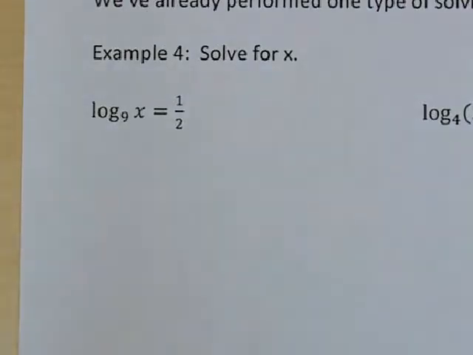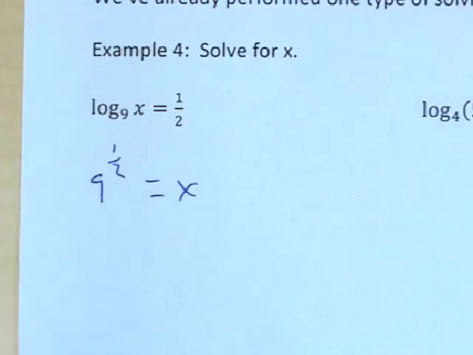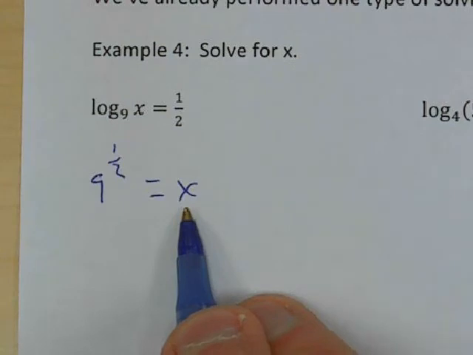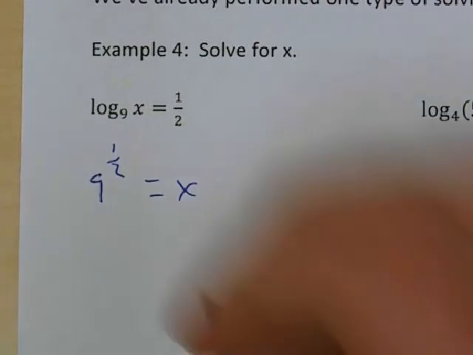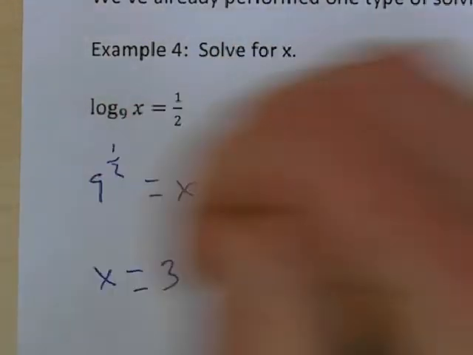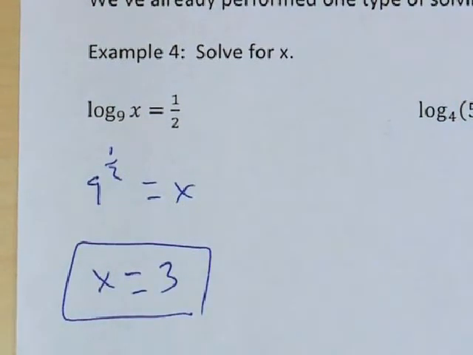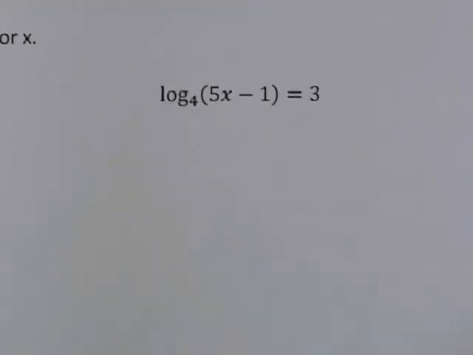So again, we do it the exact same way we did the last couple problems. It's my base to my power equals that thing. So I get 9 to the 1/2 equals x. Okay, great. I've already got x by itself. We don't really have to do any more solving. We just have to simplify. What is 9 to the 1/2 power? Well, that's the same as the square root of 9, so I get x equals 3. And that's it. Okay, so anytime you have log just on one side of your equation, always put it in exponential notation. So that's why it's important to know how to put it in exponential notation.